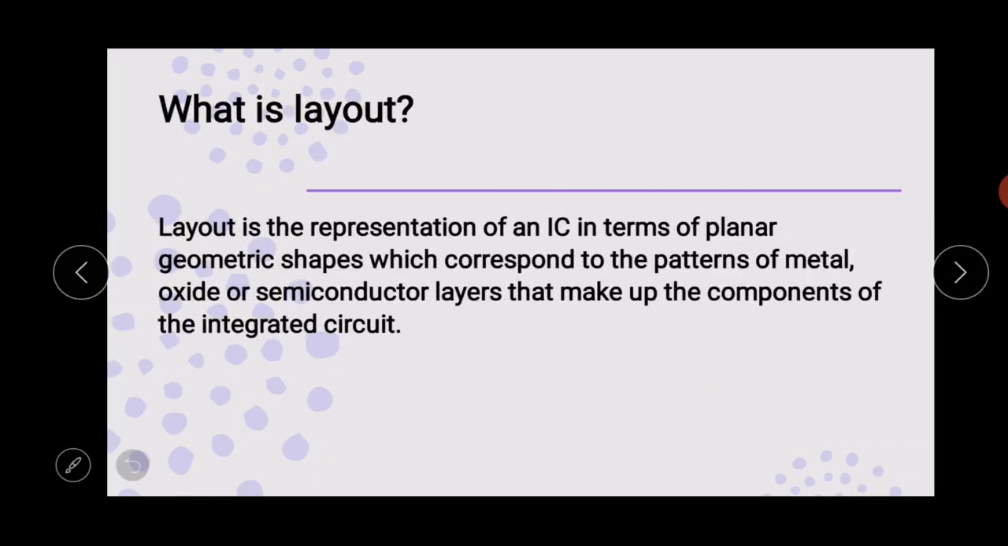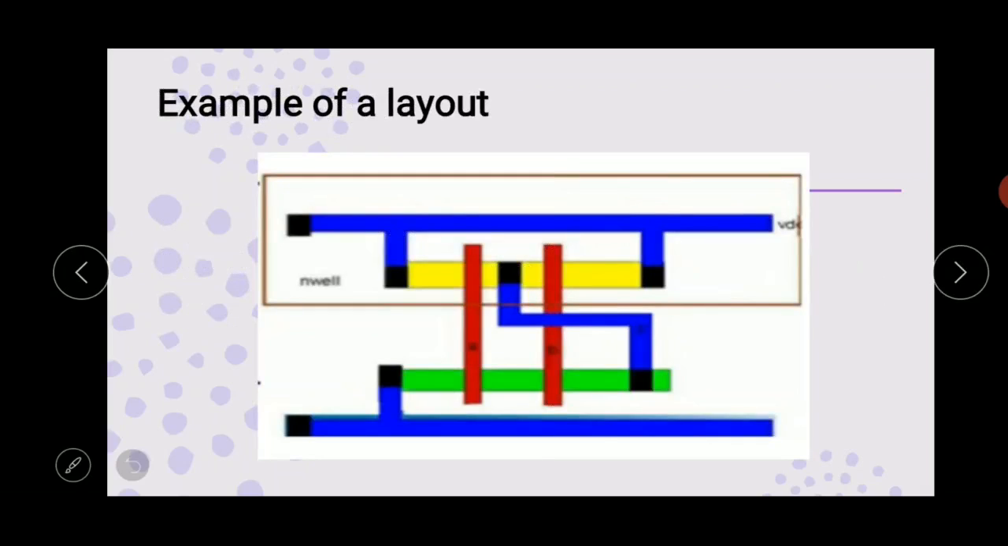What is layout? Layout is the representation of an IC in terms of planar geometric shapes which correspond to the patterns of metal, oxide or semiconductor layers that make up the components of the integrated circuit. So simply we can say layout consists of billions of rectangular shapes. So this is an example of layout.